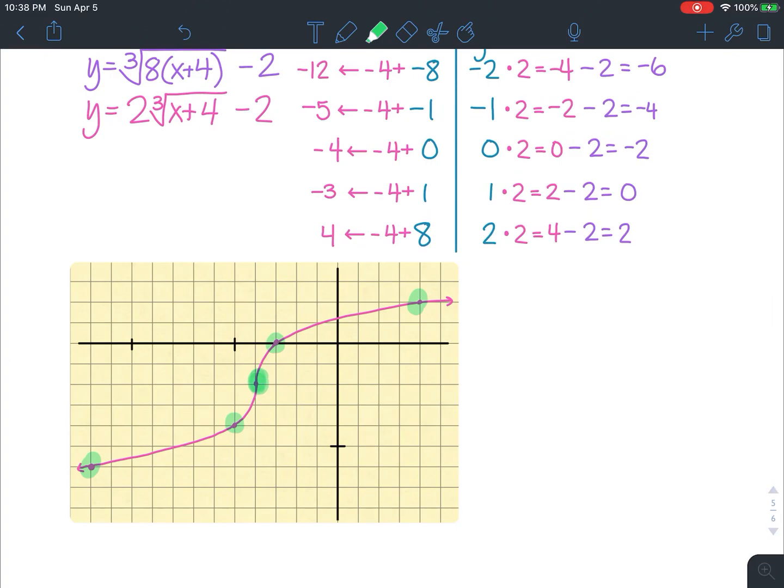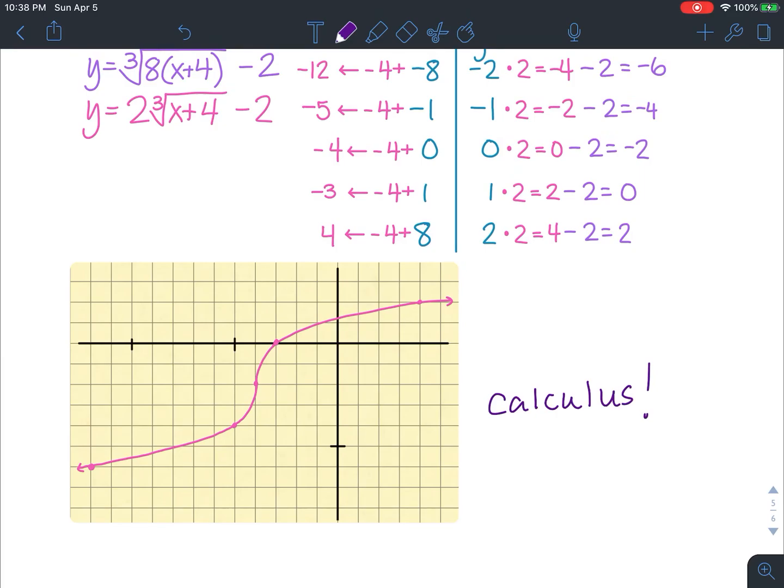So here we have our -12, 8, our -5, -4, -4, -2, -3, 0, 4, 2. And remember, at the center, you want to try to make it vertical through that point, because that's how it really is. And I know you don't care now, but when is it going to matter? That's right, calculus. See, I'm prepping you. Okay, so I hope that was helpful.